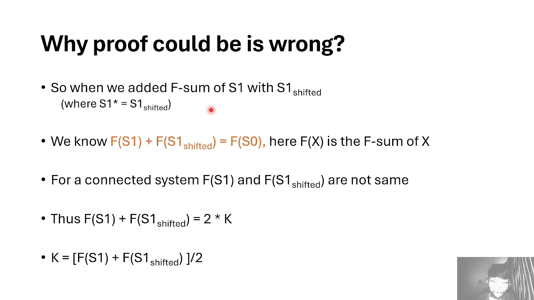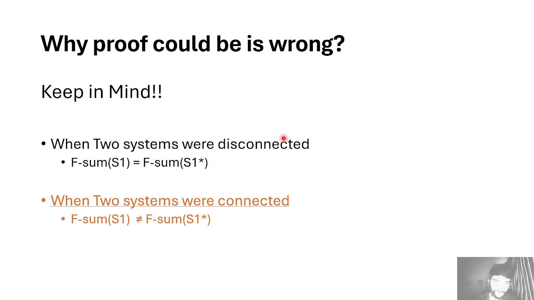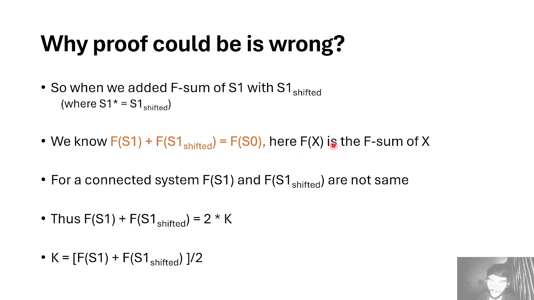So now here we have the f sum of s1 and s1 shifted, which is actually the s1 star. Now this f sum of s1 and f sum of s1 shifted is equal to f sum of s0. Similar equation here, the same equation is being used. Here f of x is simply the sum of x, right? So f sum of s1 plus f sum of s1 shifted is equal to f sum of s0, right?